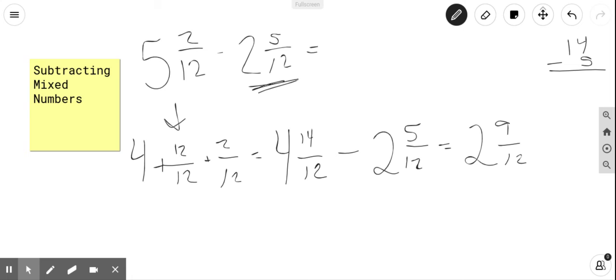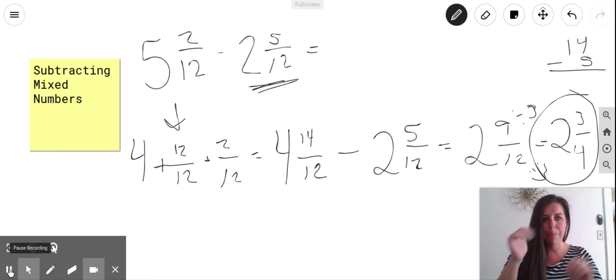Now, 9/12, not in simplest form, okay? Both 9 and 12 can be divided by, what do you think? Oopsie, 3. Both of these can be divided by 3. So we bring over our 2, that stays. 9 divided by 3 is 3, and 12 divided by 3 is 4. So our answer for this one in simplest form is 2 3/4.